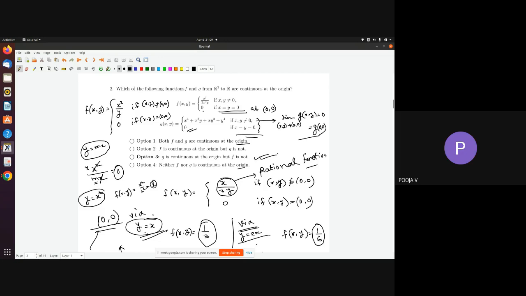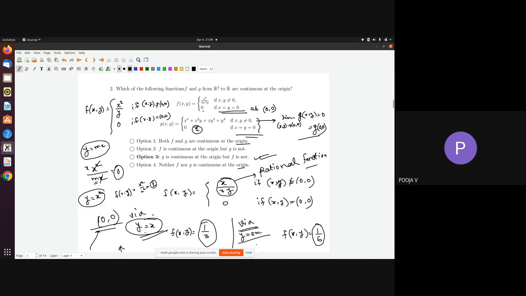But suppose for g, the second condition was given as 1 instead of 0. Then it is not continuous, although the limit exists at 0.